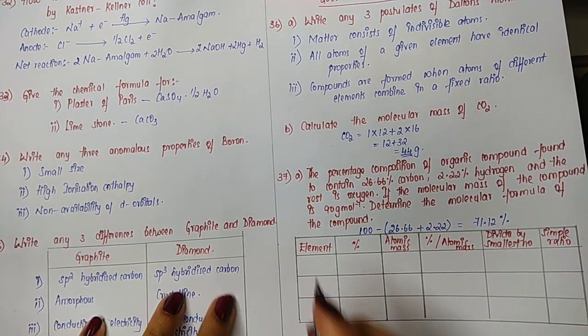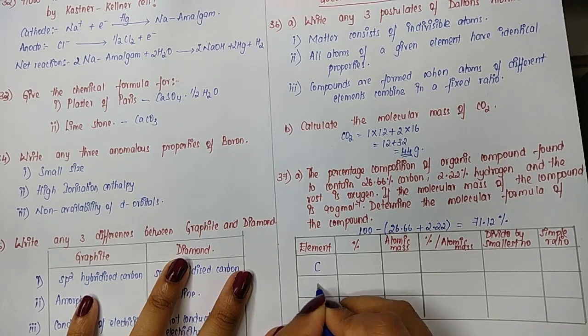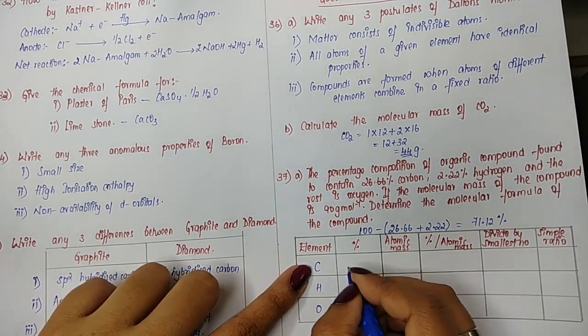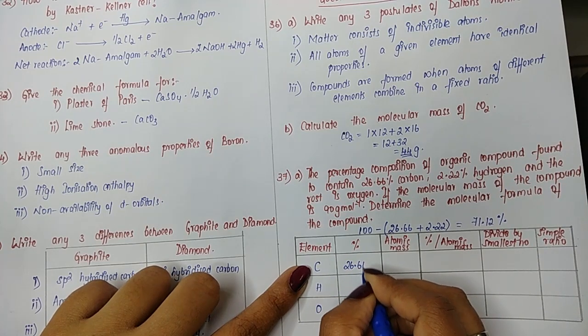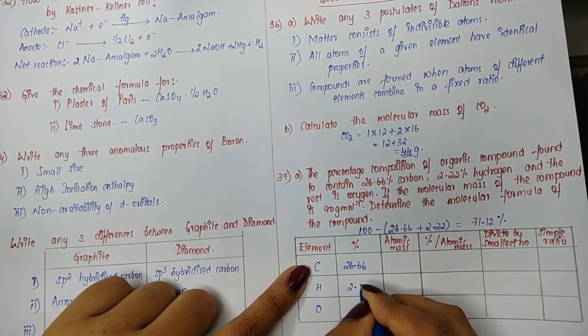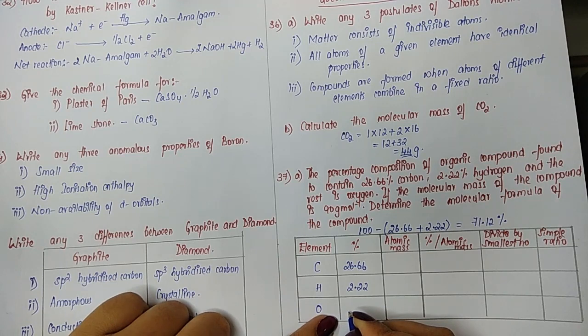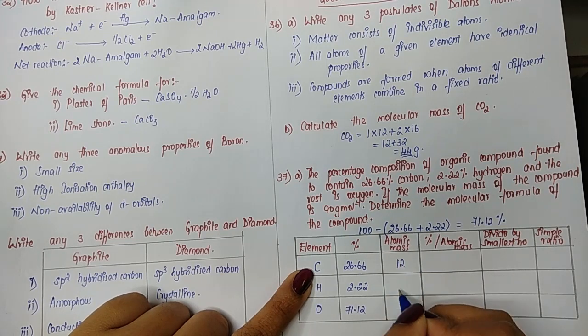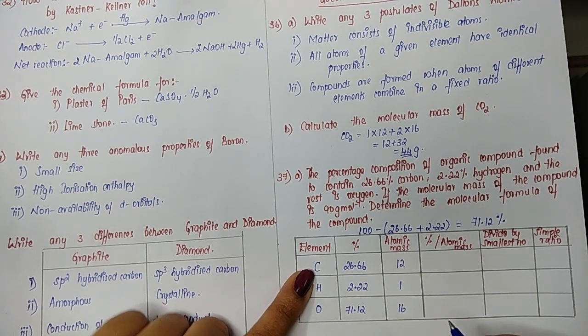So here elements are 3: carbon, hydrogen, oxygen. Percentage of carbon is given to us in the question, 26.66. Hydrogen is 2.22. And oxygen is going to be 71.12. Atomic mass of carbon is 12, hydrogen 1, and oxygen is 16.